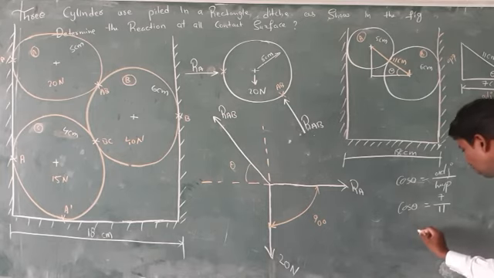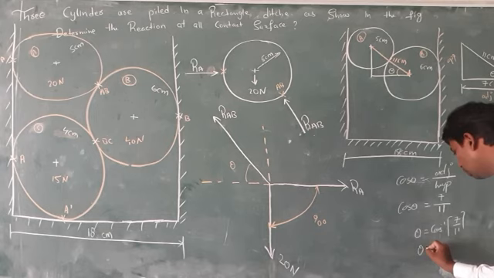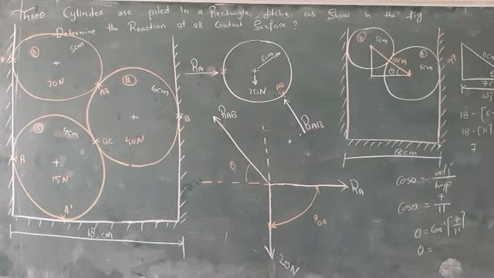Then what you have to do? Theta is equal to cos inverse of 7 by 11. With the help of a calculator, you have to try to solve this one. See here.